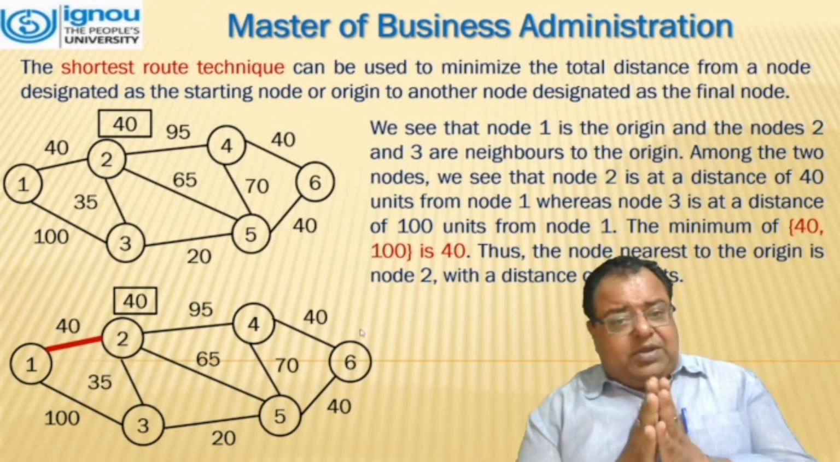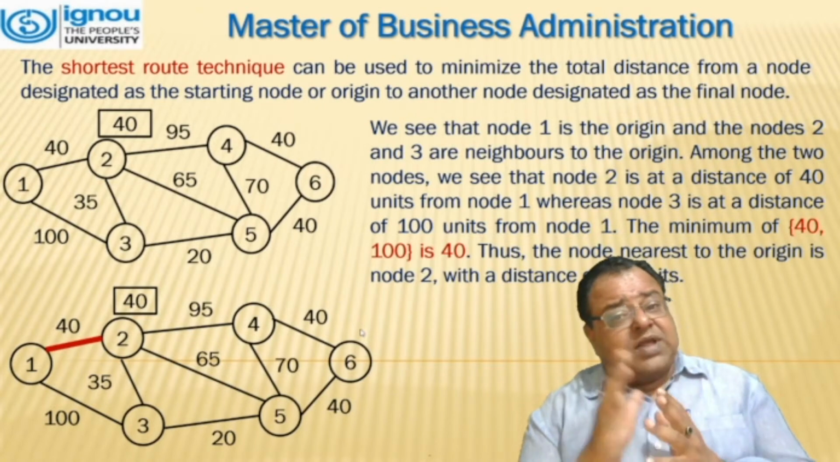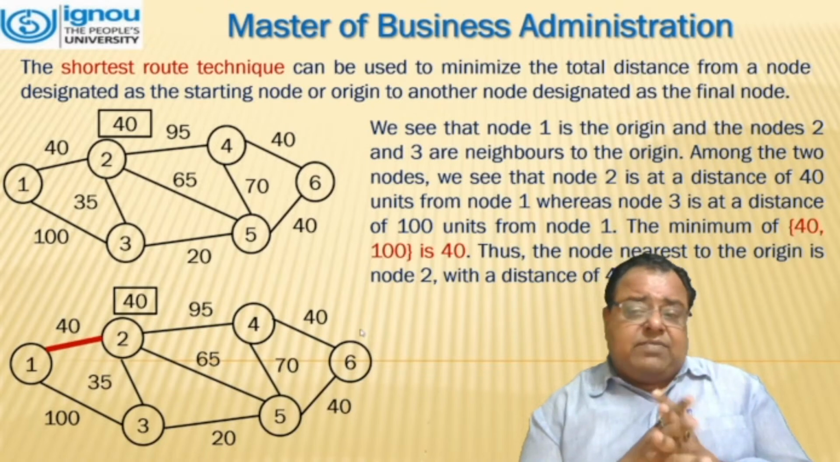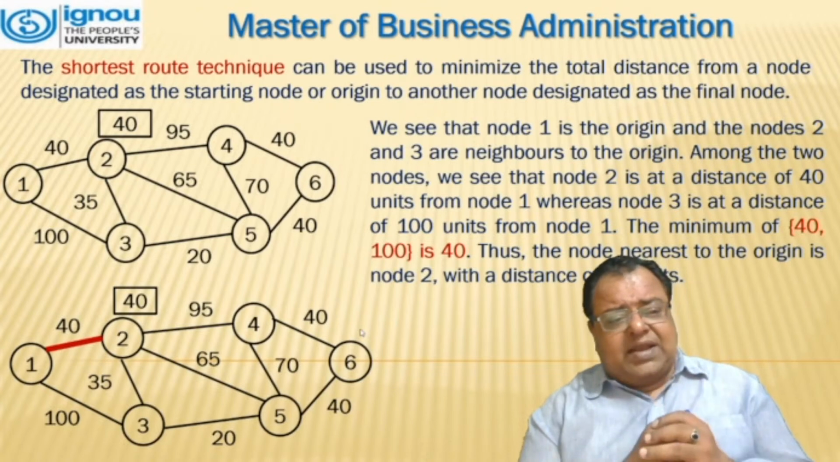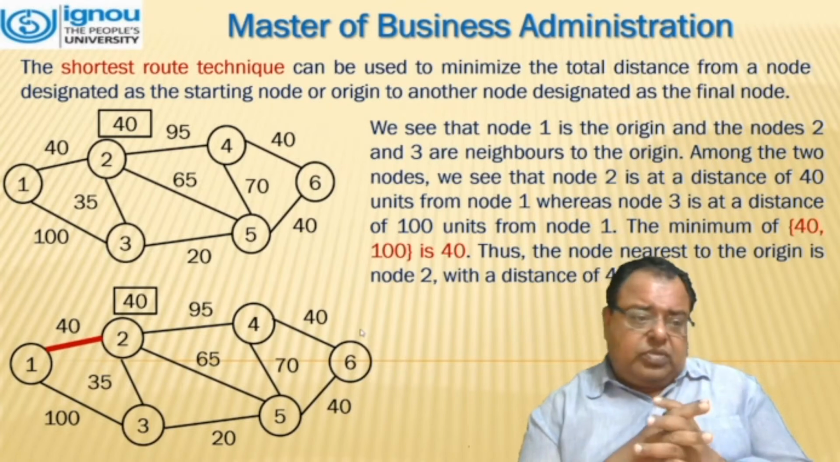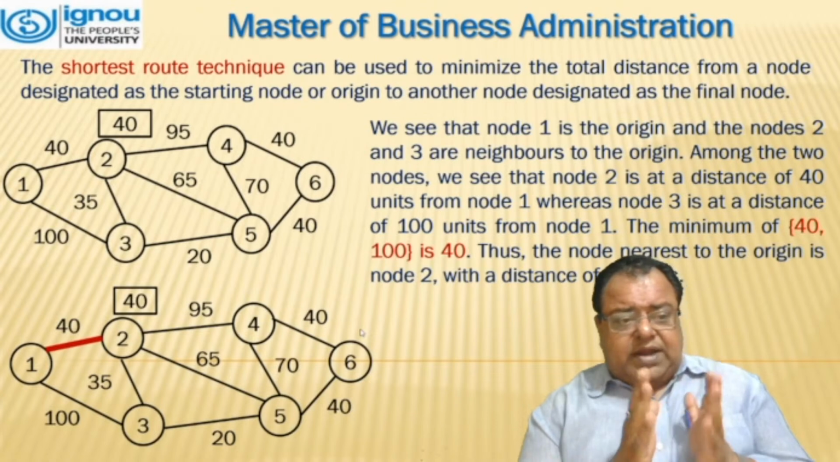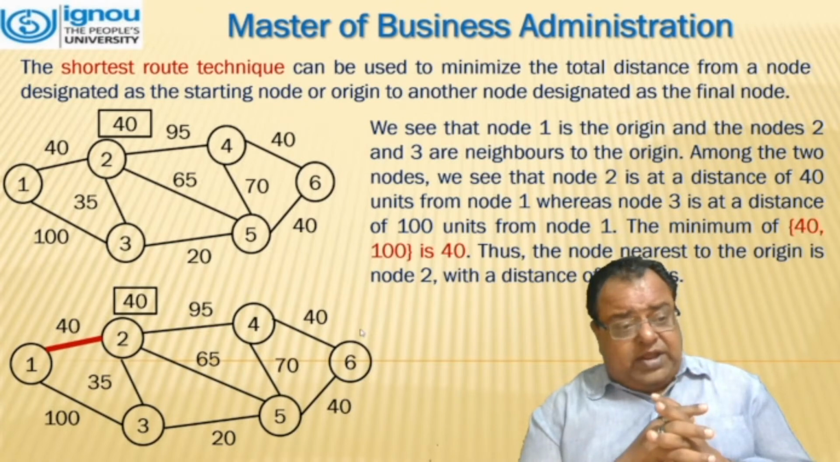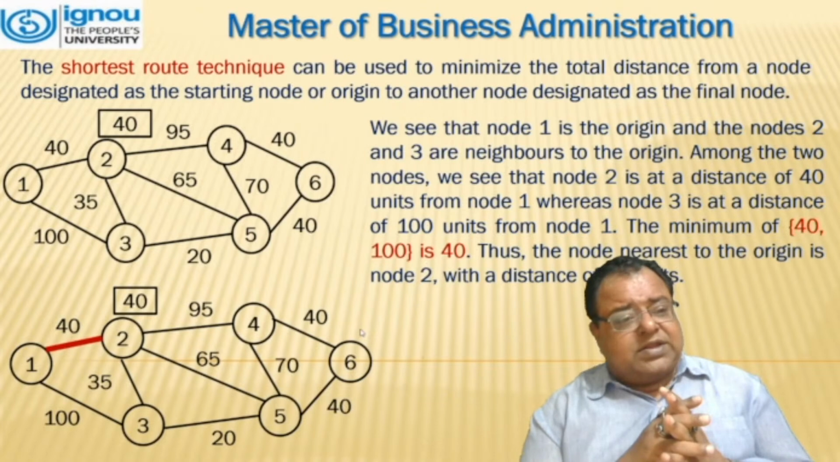This is used to minimize the total distance from the node designated as the starting node, or the origin, to another node designated as the final node. If we take the extreme left corner of your screen, we see that there is 1 to 2 and 1 to 3. Now, there is a number written on the arrow. From 1 to 2 it is 40, and from 1 to 3 it is 100. We have to take the minimum one, and the minimum one is 40.